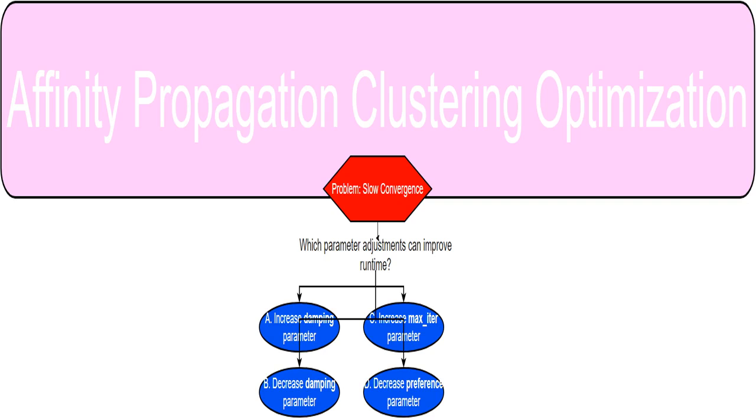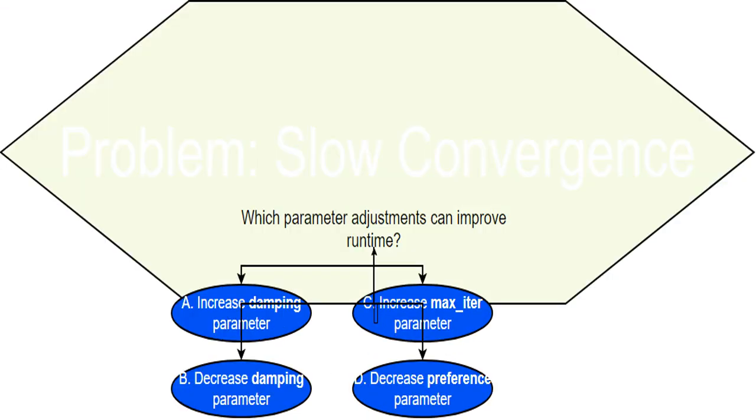I'm tackling a common problem: making affinity propagation, AP, clustering, a powerful technique for finding groups in data, run faster. AP can be slow, so I need to understand how to tweak its settings. We are looking at ways to speed it up. The AP algorithm isn't converging quickly. That means it's taking too long to settle on its final groupings of data points. My goal is to find ways to make it converge more rapidly.